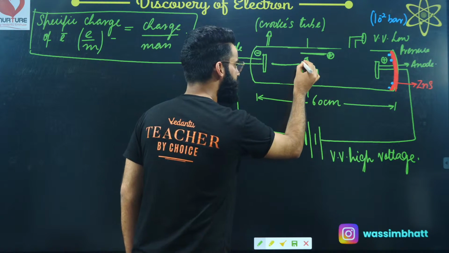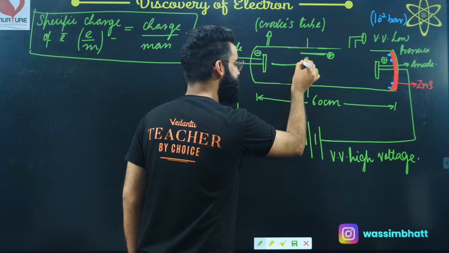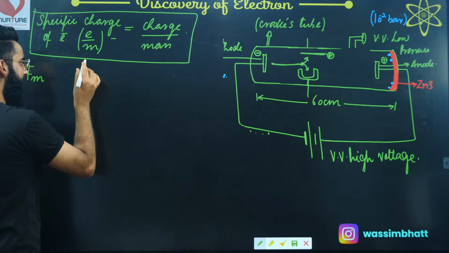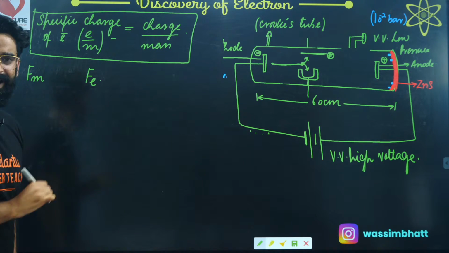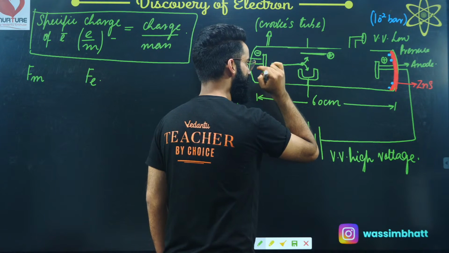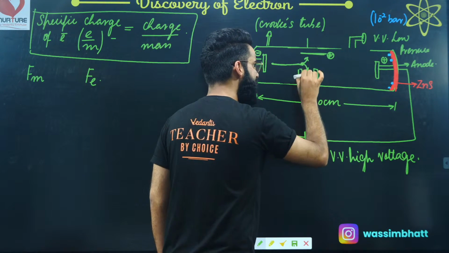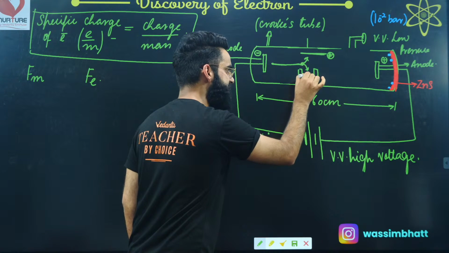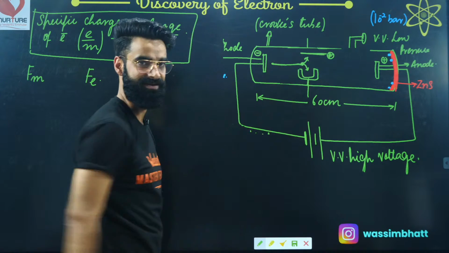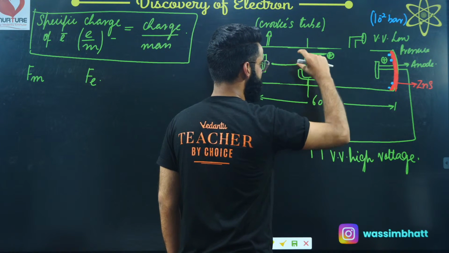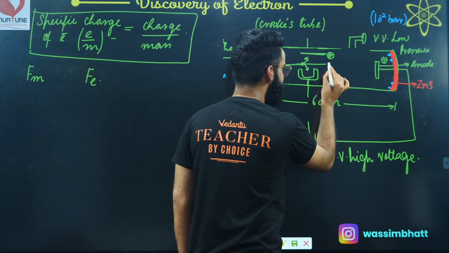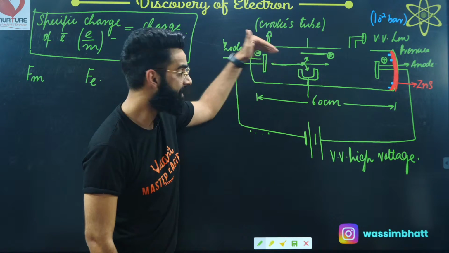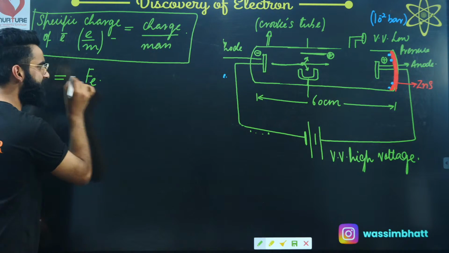So basically, the material particle of which the cathode ray is made up is experiencing two forces. One is the magnetic force, which I'm representing by Fm, and one is the electric force. The magnetic field wants this particle to get deviated towards itself, and the electric field also wants this particle to get deviated towards itself. Now people, if I try to balance these two forces, magnetic force as well as electric force, can I say the particle will travel in a straight line?